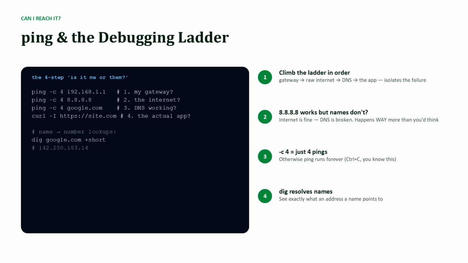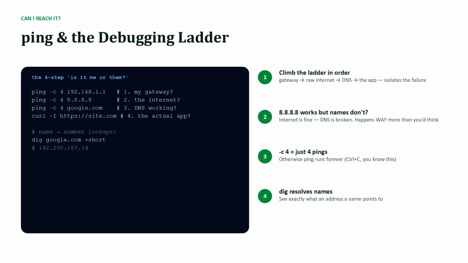Now the ladder that turns panic into procedure. Something's not working? Climb in order. Step 1. Ping your gateway. If that fails, the problem is your machine or Wi-Fi. Step 2. Ping 8.8.8.8, Google's DNS server, by raw number. If that works, the internet itself is reachable.